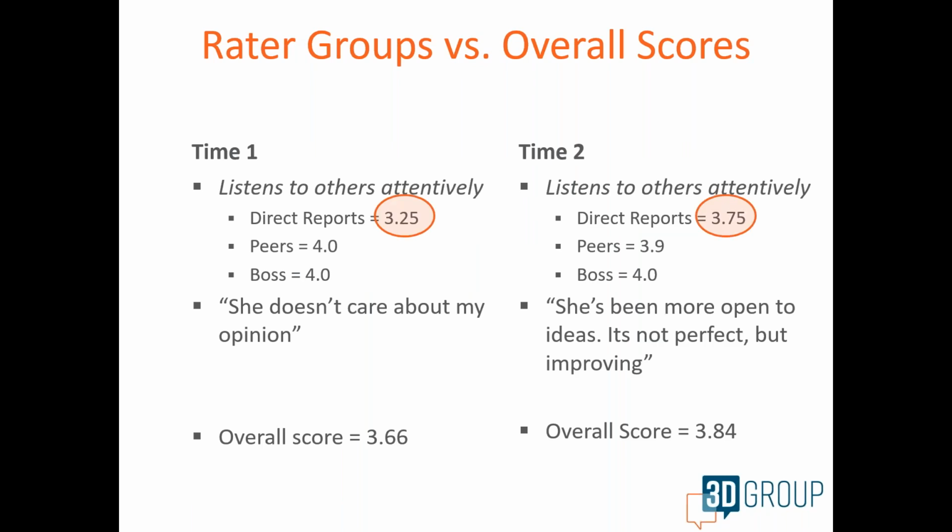So when we dig into the data even further and look at the ratings on the item for listening to others attentively for her direct reports, we can see that she did move the needle significantly, a whole half a point with that group. But because it's averaged with the other raters, peers and boss, when we look at the overall score, we can see that that effect actually gets muted, and the overall score isn't telling the whole story. So we have to really dig deeper.